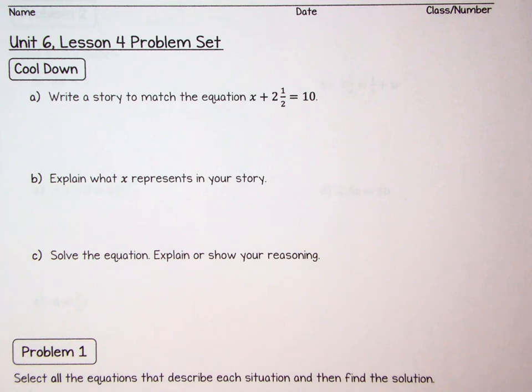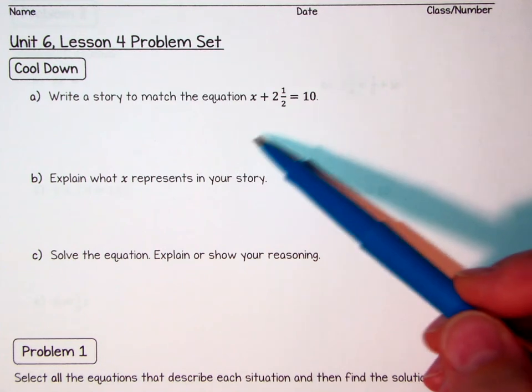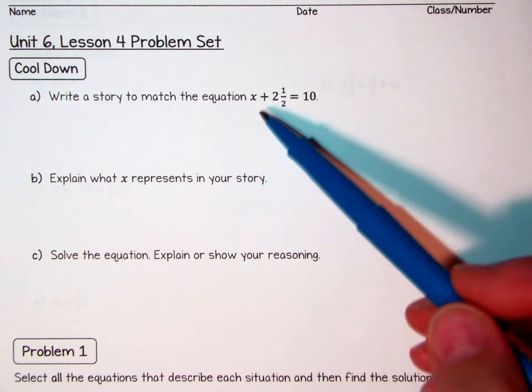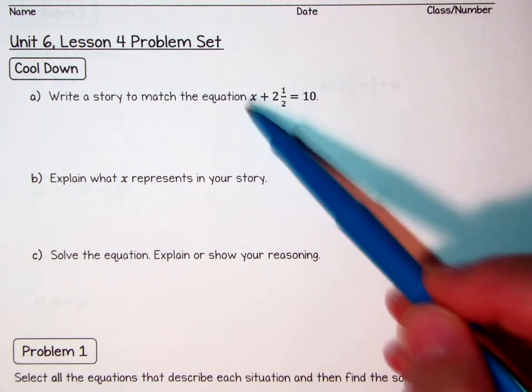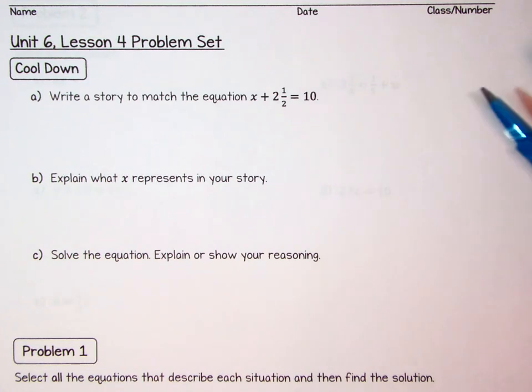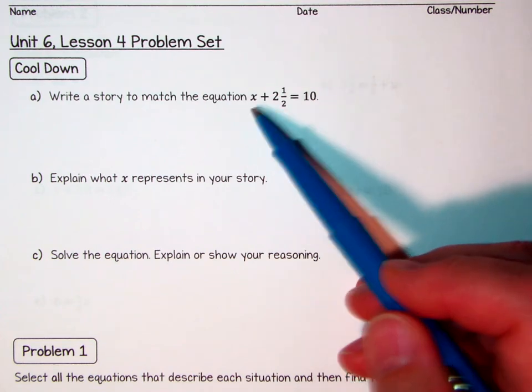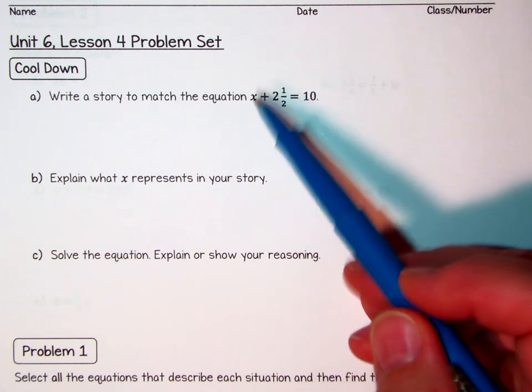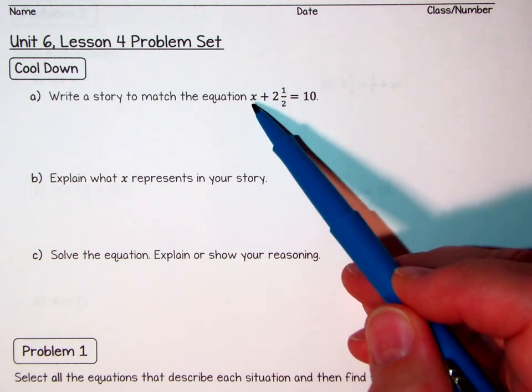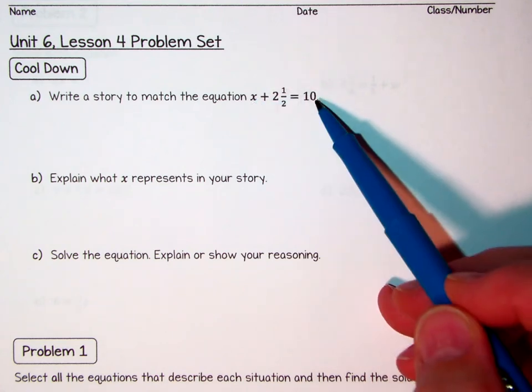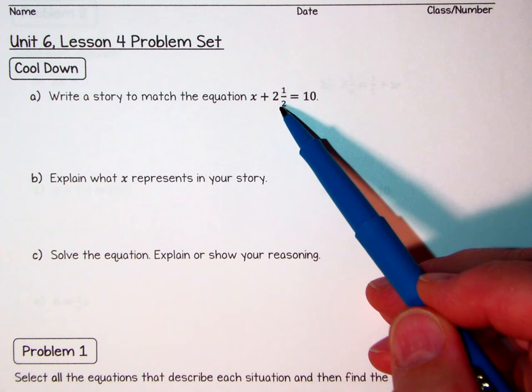So we could come up with an infinite number of stories that could be represented by this equation. So everyone's is going to be a little bit different. So go ahead and write your story. But I just want you to think about what you're really saying here is the difference between the amount you're trying to find and 10 is 2.5.